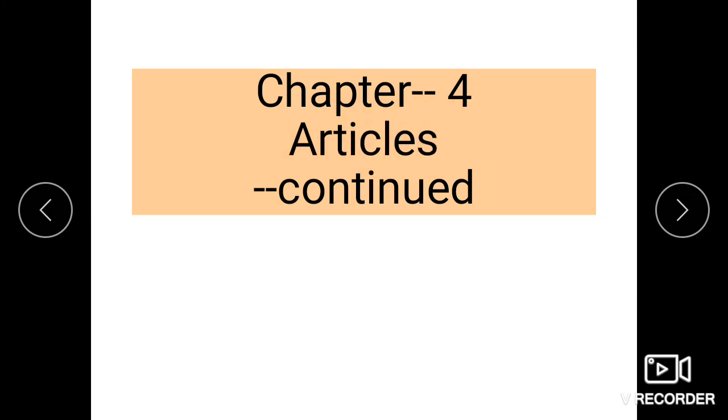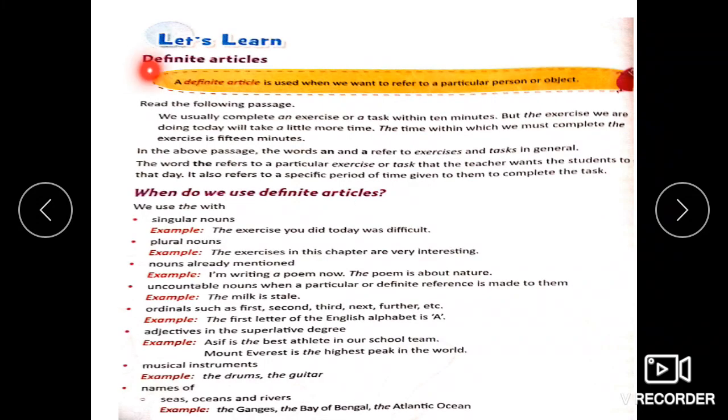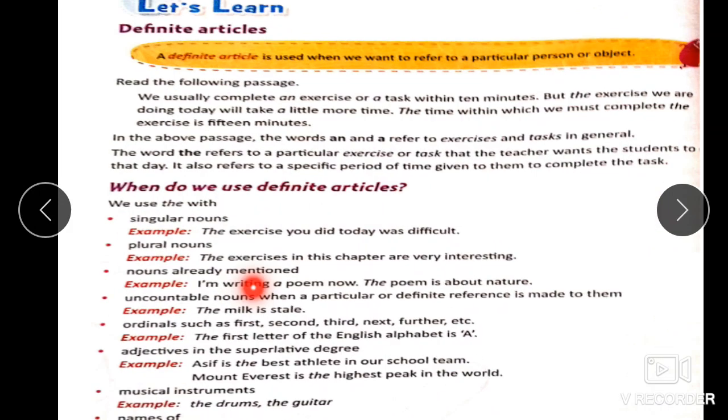In our previous class, we learnt about the use of indefinite articles a and an. In today's class, we shall learn about definite articles. A definite article is used when we want to refer to a particular person or object. Now, let us see when we use definite articles.